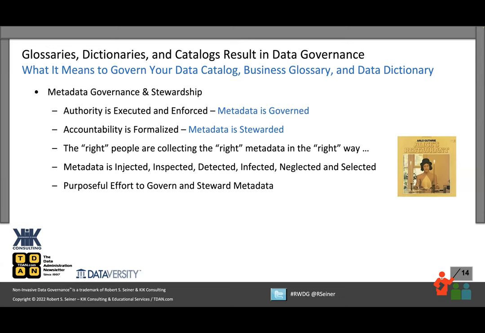As I said earlier, and I told you I'd say it again, the metadata is not going to govern itself. Somebody needs to be there to inject it into your process, to inspect it to make sure that it's validated, detect to make sure we're bringing the right metadata in. Okay, you get the analogy. The metadata in your organization needs to be all of these things. So that very quickly explained why the picture of Arlo Guthrie and Alice's Restaurant is on the slide.